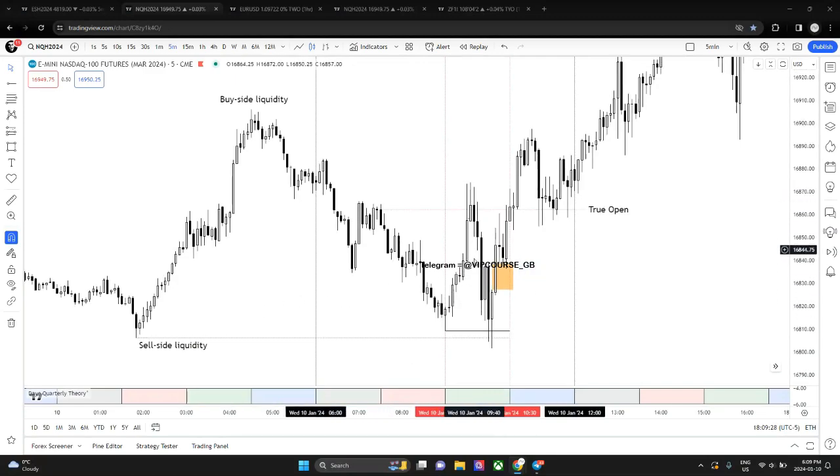So right here, we could see price ran below this low, which was the low of London this morning, right after it ran below New York's low. See? So price deliberately ran below New York's low, then London low.